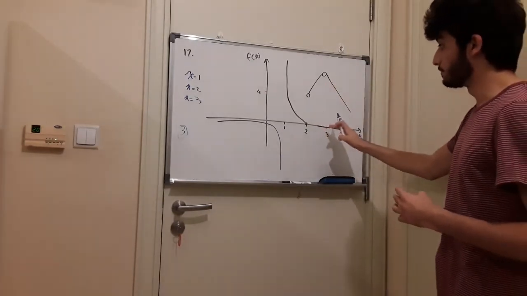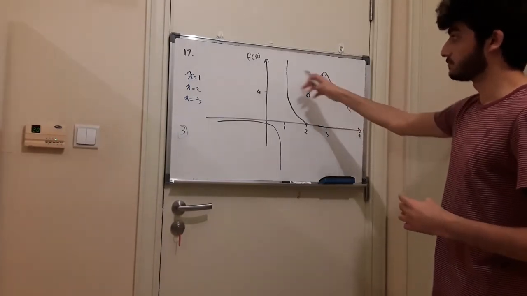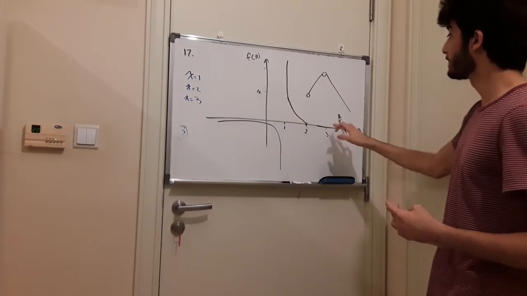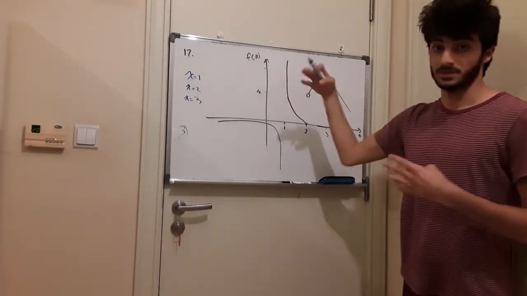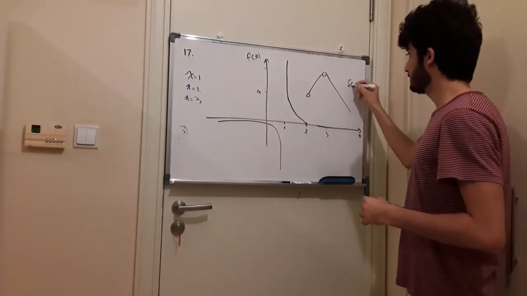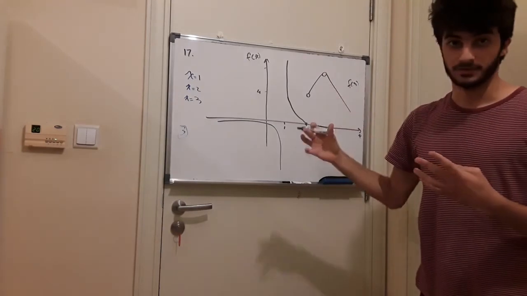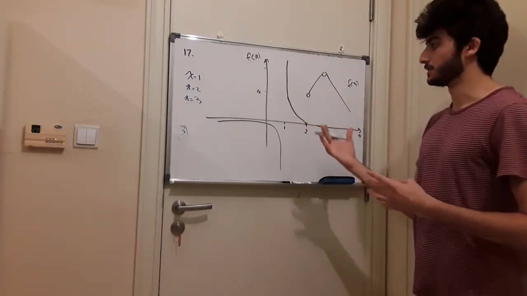Here, the limit as x approaches 3 minus, from the left side, is going to be whatever is here, and as x approaches 3 plus, from the right side, it's also going to be the same number. But at f equals 3, there is no point, which means it doesn't exist. So that's a removable discontinuity.